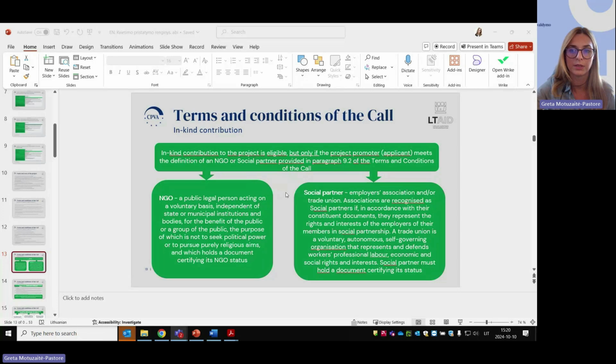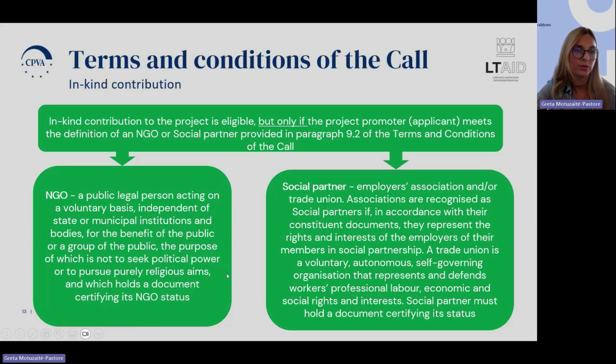So the mentioned slide was this one. I will share it. If you don't see it, tell me. So NGO: a public legal person acting on a voluntary basis, independent of state or municipality institutions and bodies, for the benefit of the public or a group of the public, the purpose of which is not to seek political power or to pursue purely religious aims, and which holds a document certifying its NGO status. I am stopping the share.